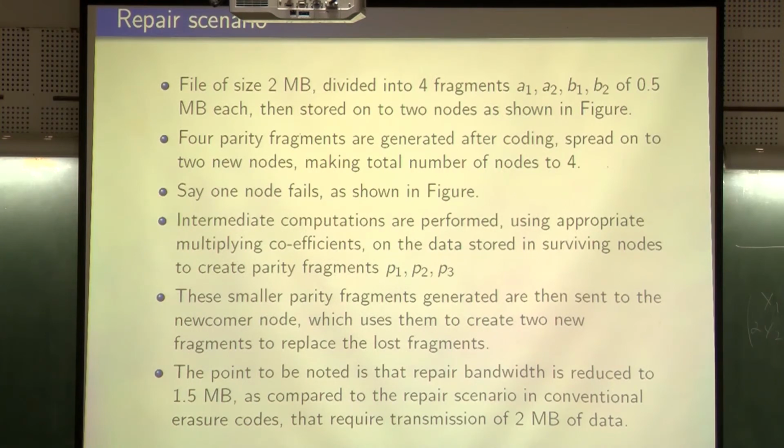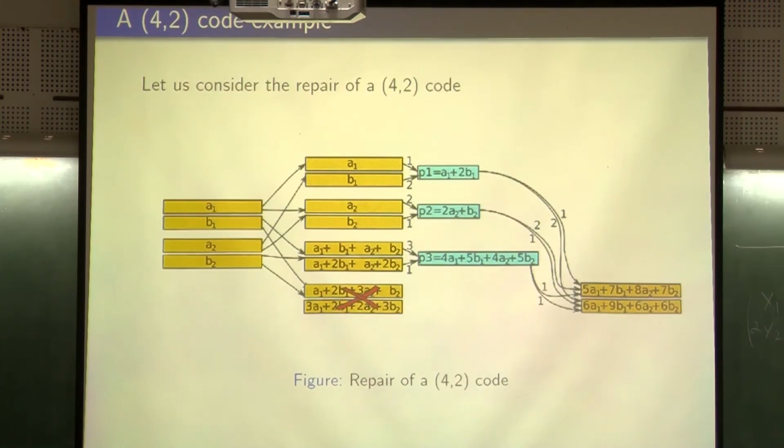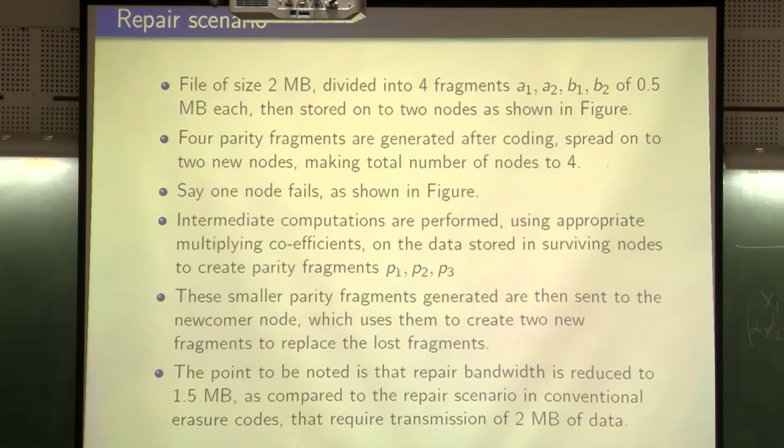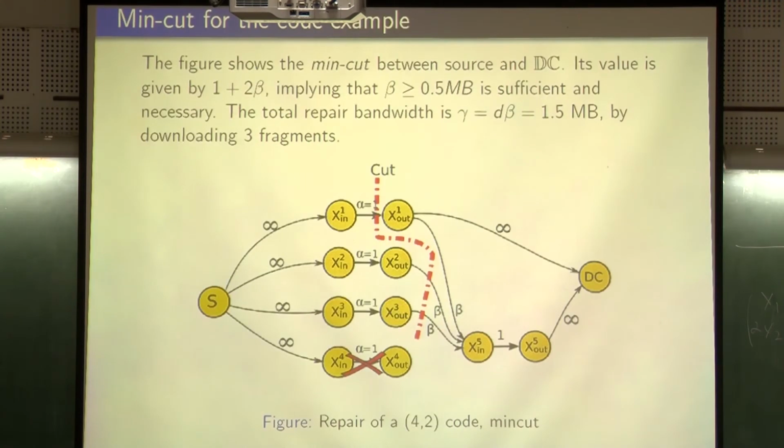Say one node fails, as in the figure here. Intermediate computations are performed using appropriate multiplying coefficients on the data, and surviving nodes create parity fragments. These smaller parity fragments are sent to a newcomer node, which uses them to create new fragments and replace the lost fragments. The point to note is that the repair bandwidth is now reduced to 1.5 MB, as compared to the repair scenario with 2 MB. The same idea comes in here.